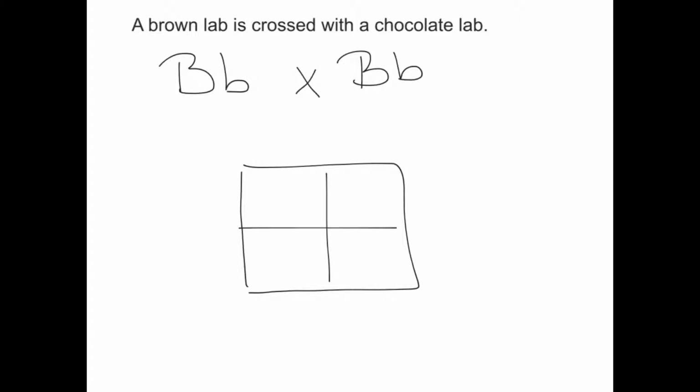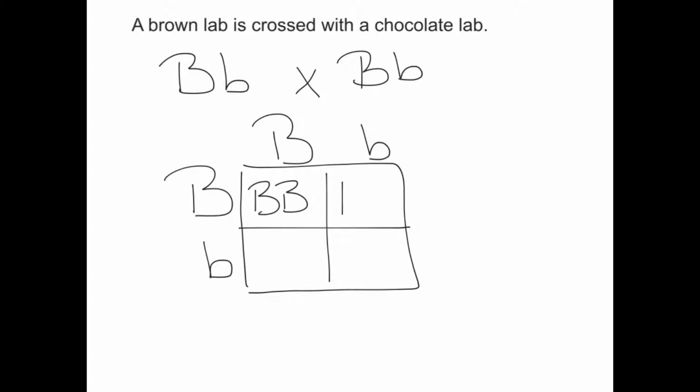We're going to put their gametes on a Punnett square. So there's our Punnett square. We've got big B, little b for parent number 1, big B, little b for parent number 2. Now we can fill in our square. So big B big B, big B little b, big B little b, little b little b.